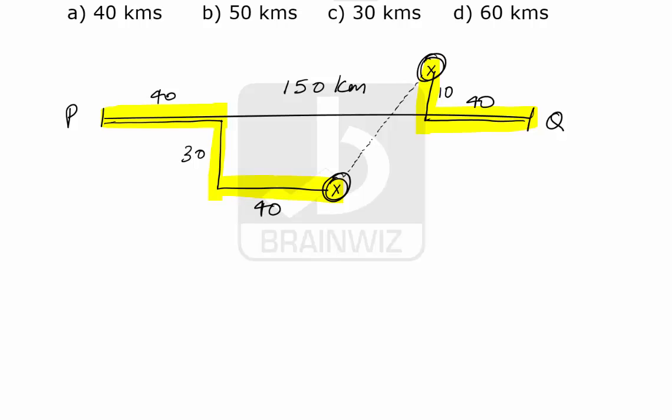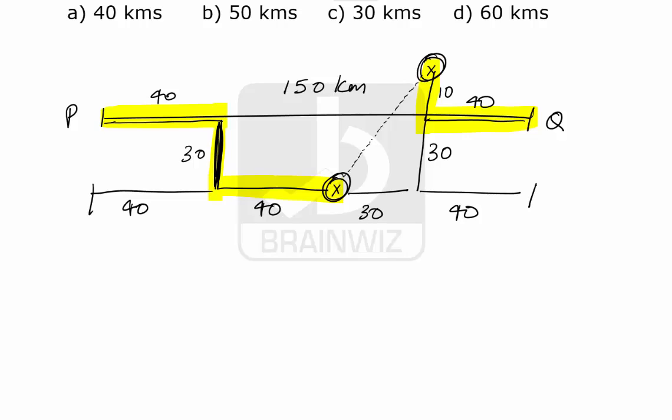Students, here we have to do a little construction. We know that this is 30, so definitely this will be 30. And you all know that this is 40 kilometers, this is 40 kilometers, 40, 40, and here overall is 150, so the remaining will be 30. So now we have to find out the cross length over here.